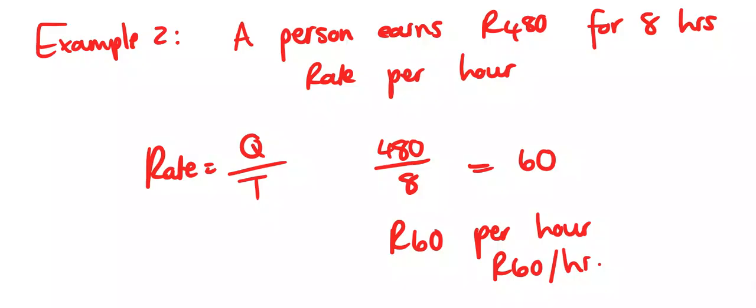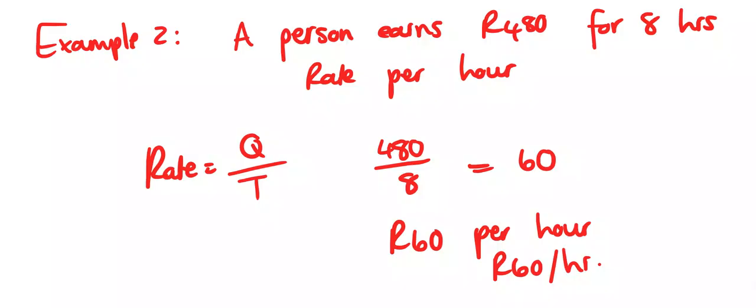Okay, so that's really it when it comes to our rates. It's a pretty short video because it's pretty straightforward. Like I said, it compares two units of separate quantities, and in order to find the answer, all you need to do is take your quantity divided by the time, or the other unit. In this case, we had per hour, so we just said 480 divided by 8, and then we got 60.